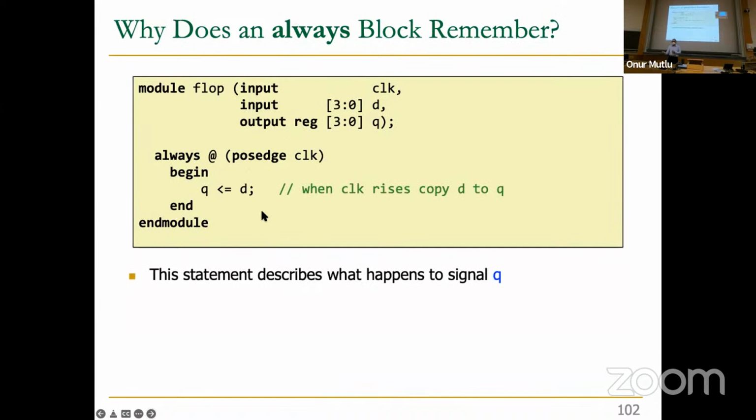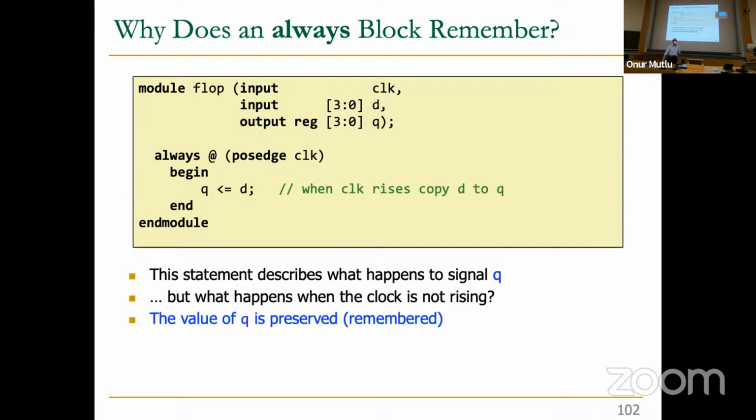Okay, so why does this always block remember? Meaning that's the basic of sequential circuits. Why does it remember? So basically, the statement that you have in the always block describes what happens to signal Q, right? You should always ask the question, what happens when the clock is not rising? So this statement gets executed when the clock is rising at the positive edge of clock. So what happens when the clock is not rising? Well, that's the assumption we have in a D flip-flop. The old value of Q is preserved, basically. You remember what the old value of Q was. Whatever was captured in the prior time, you updated Q. That's why this remembers, basically.